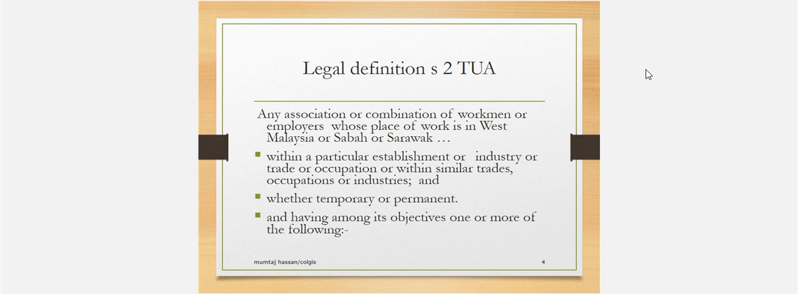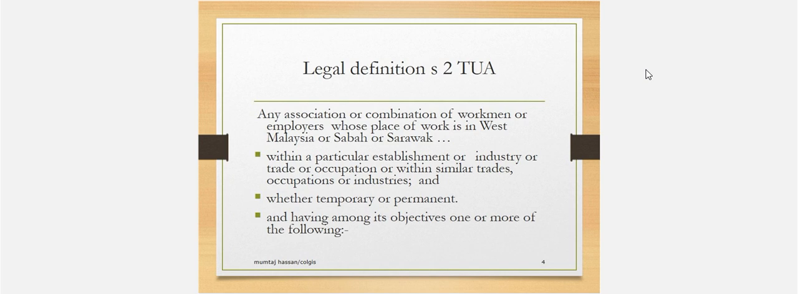So what is a trade union? Trade union is an association or combination of workmen or employers. So you must remember, not only the workmen have a trade union, but the employer also has a trade union. So they can be a member of the trade union. Trade union is an association or combination, that means it cannot be one person, it must be a group.